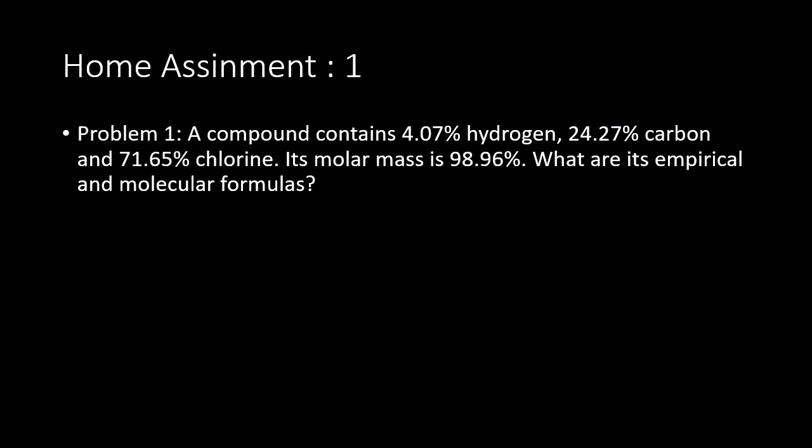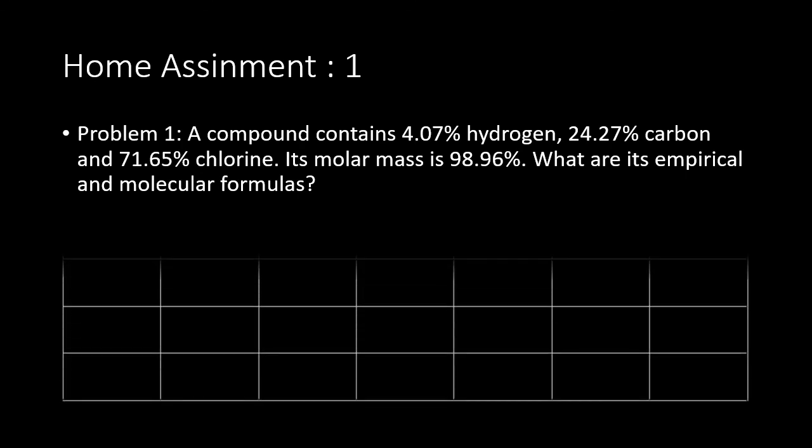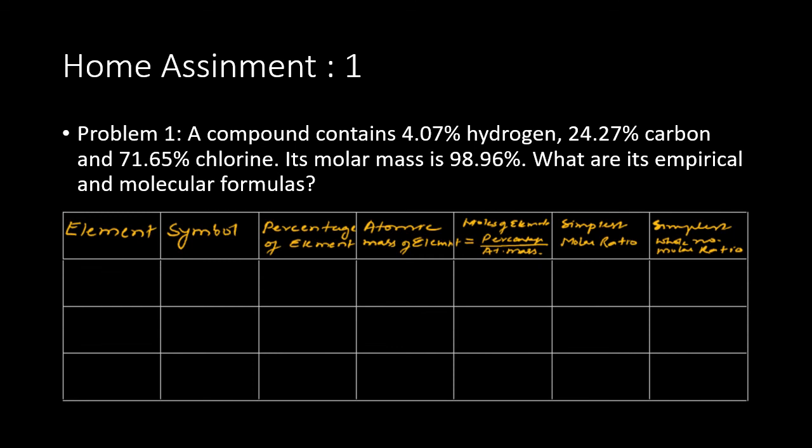Now the home assignment. Problem 1: a compound contains 4.07% of hydrogen, 24.27% of carbon and 71.65% of chlorine. Its molar mass is given. What are its empirical formula and molecular formula? By following the given table, you can solve the problem easily.